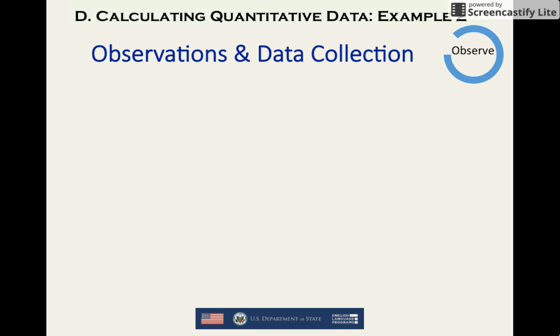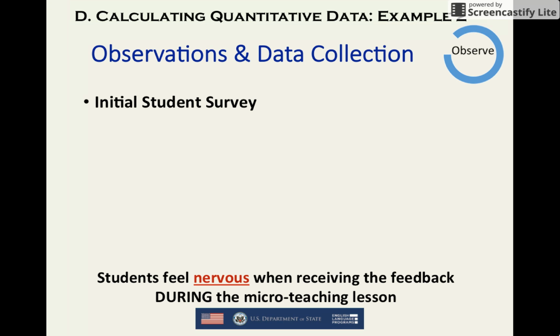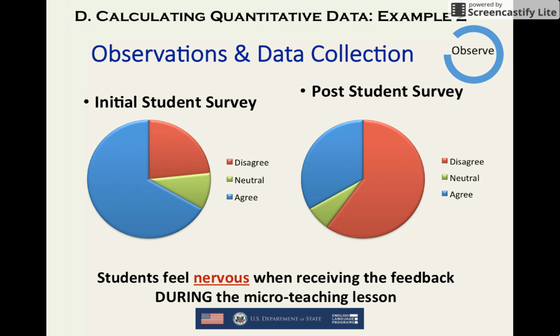In example 2, we're looking at the same teacher's data, but in a different way. In this slide, we see that she's represented the data in a pie chart, comparing the initial student survey with the post-student survey. The fact that the pie charts are side by side makes it easier to read and see the differences between the initial survey and the post-survey.